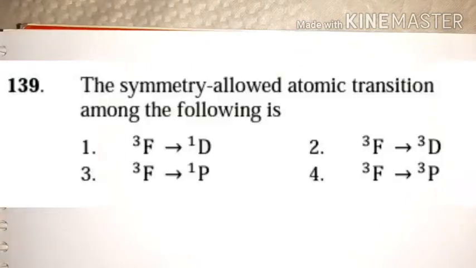Let's move towards our next question. It says: the symmetry allowed atomic transition among the following is, and we have four options. This question is also asked for 4 marks, and we must find the symmetry allowed transition out of these 4 options. So let's do the solution of this question.